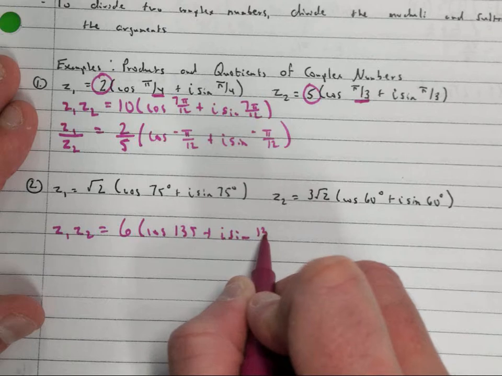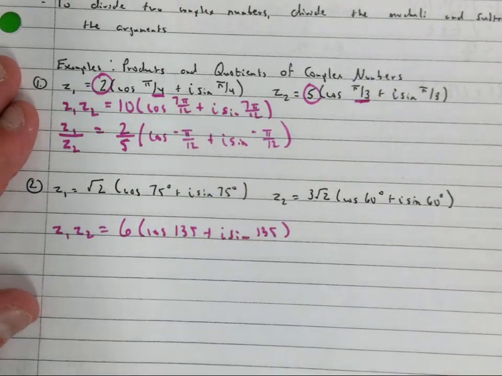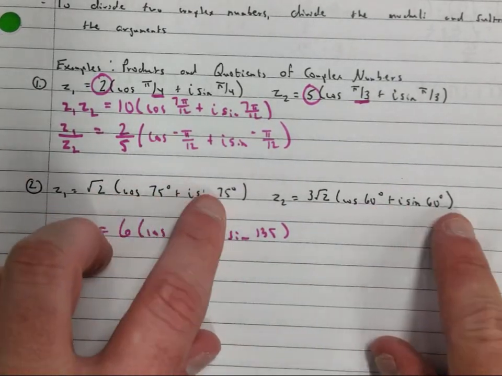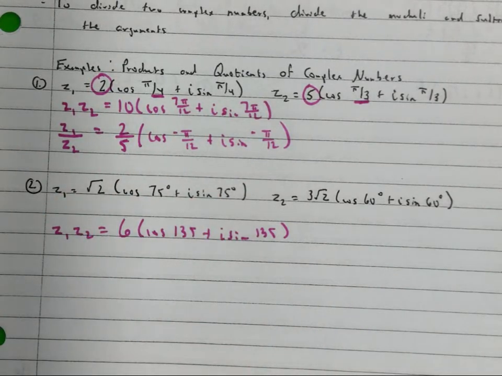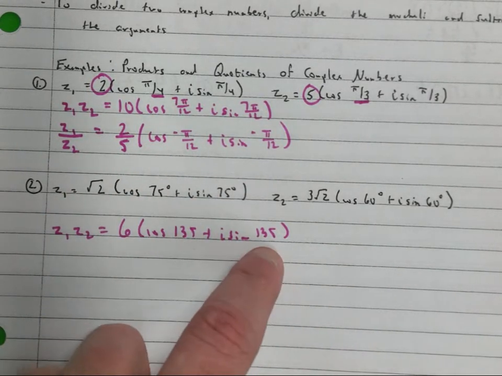I'm going to add those inside. 75 and 60. It gives you 135. Yes, it's going to be the same numbers, so you only have to add it once. I mean, add it once. I know 135 is going to go there.